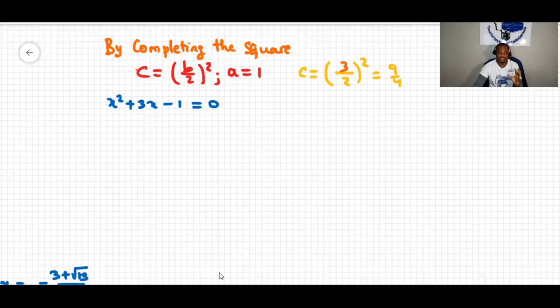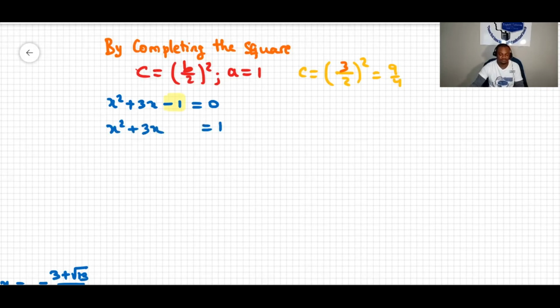Now, we're going to get rid of the negative 1 over here, because it's not the C value we want. We wanted to have 9 over 4, but we have -1. This value of C will make the left-hand side of the equation a perfect square, okay? I'll move the -1 over, and then this will be x squared plus 3x equal to 1.